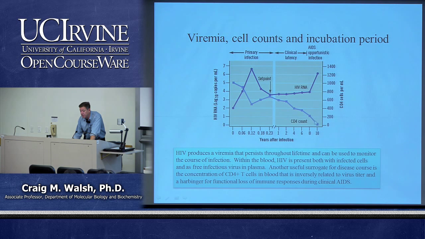And then eventually they drop below 200, and it's at that point, once the cell count drops below 200, that there doesn't seem to be very good control anymore of the virus. And so you develop a second viremia out here, which basically corresponds to what we call AIDS.